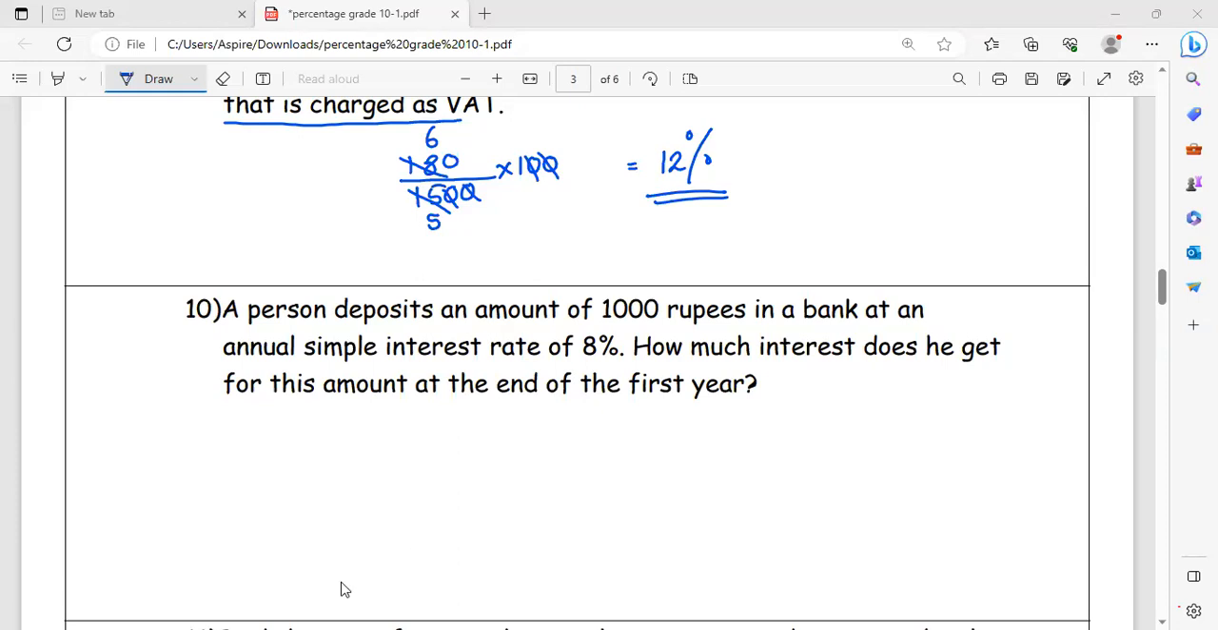A person deposits an amount of 1,000 rupees in a bank at an annual simple interest rate of 8%. How much interest does he get for this amount at the end of the first year?